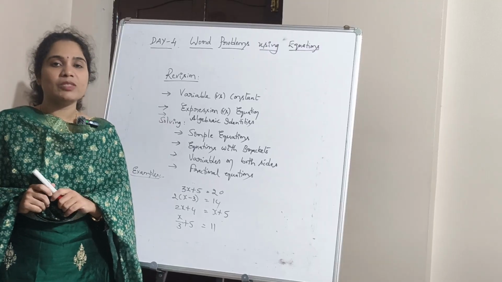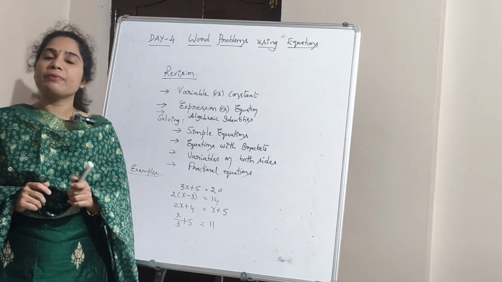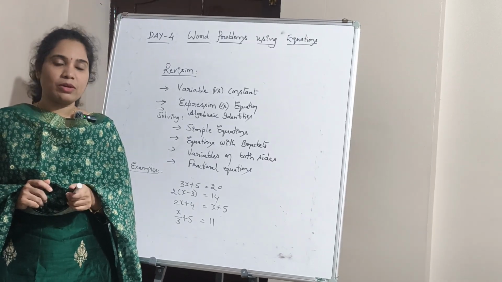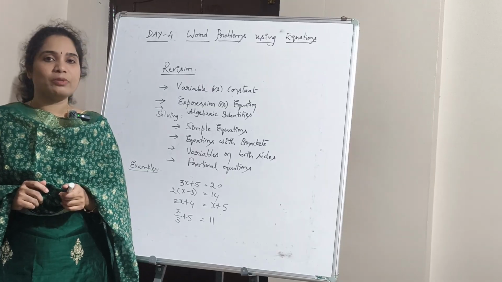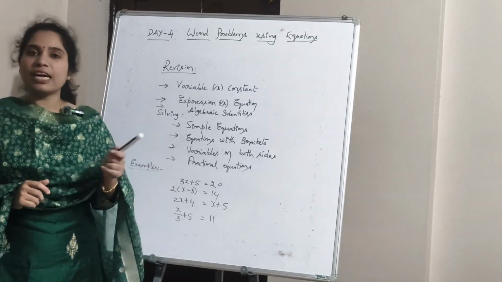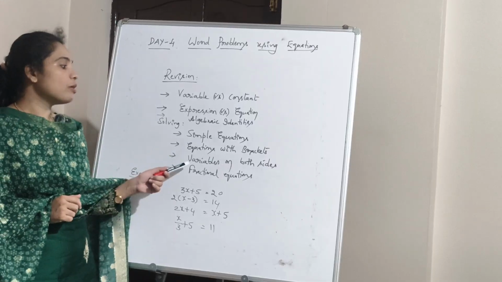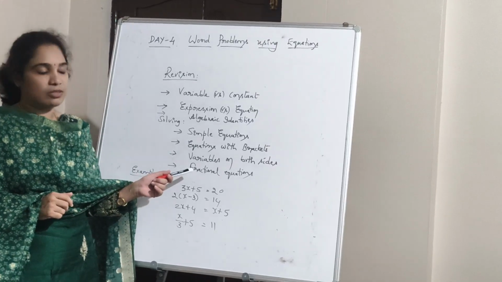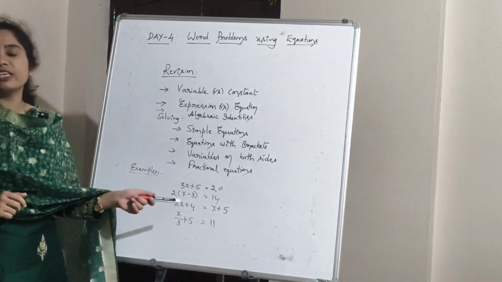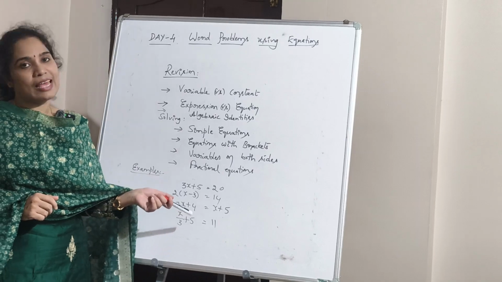(a + b) into (a - b) is a square minus b square, and the other identity is (a + b + c) whole square equal to a square plus b square plus c square plus 2ab plus 2bc plus 2ca. Okay, and then we study different types of equations, that is simple equation, equations with brackets, variables on both sides, and fractional equations. And these are a few examples of different types of equations. And in these equations, we can solve what is x.